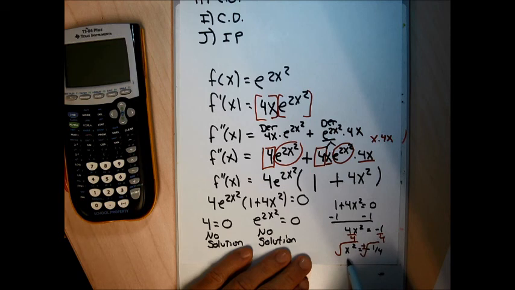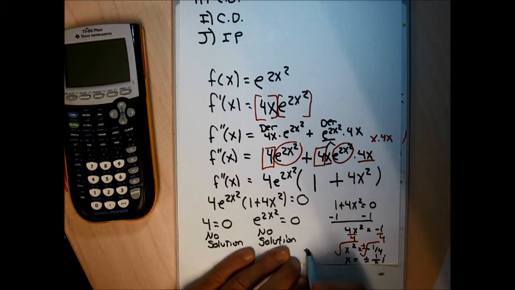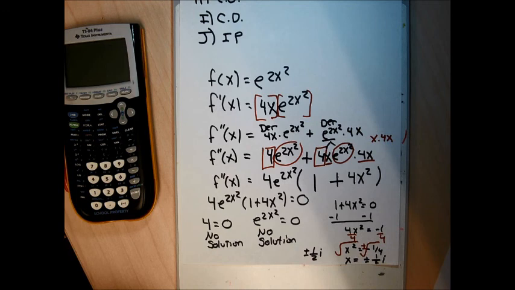The square root of x squared is just x. I'm going to leave the plus or minus sign, and the square root of negative 1/4, because it's negative, you get an i, and the square root of a fraction is a fraction. I take the square root of 1, which is 1, put it in the numerator, the square root of 4, which is 2, and put it in the denominator. That says x equals plus or minus 1/2 i.